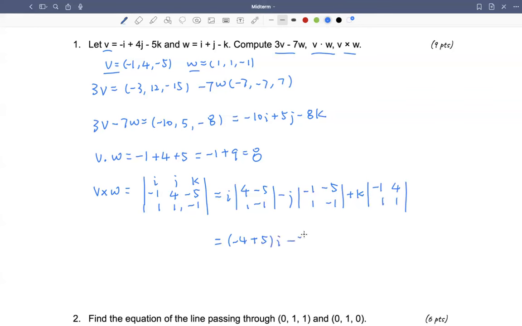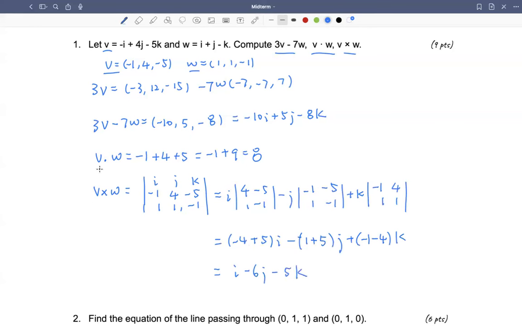Then the j term: negative 1 times negative 1 is positive 1, minus 1 times negative 5 becomes positive 5, so 1 plus 5. Then this is j. For k, negative 1 times 1 is negative 1, minus 1 times 4 is negative 4. And that's k. Then we simplify. We get a positive i, because negative 4 plus 5 is 1, so 1i, minus 6j, then minus 5k.